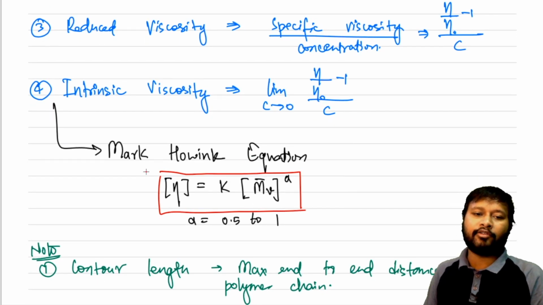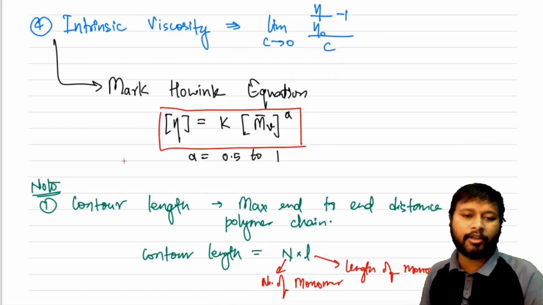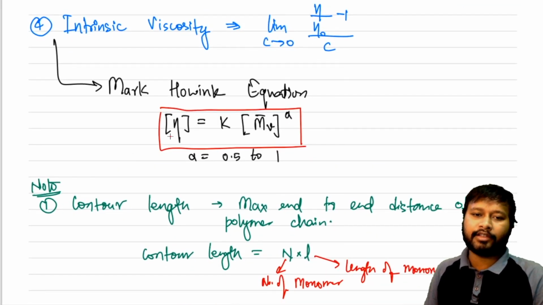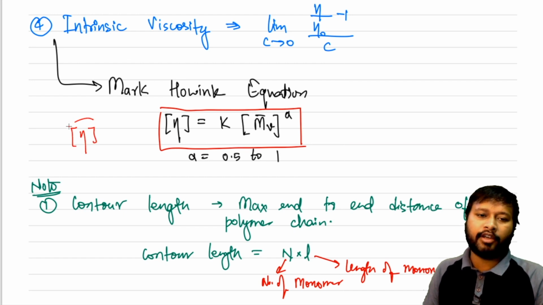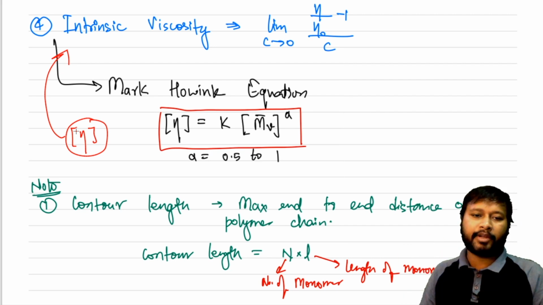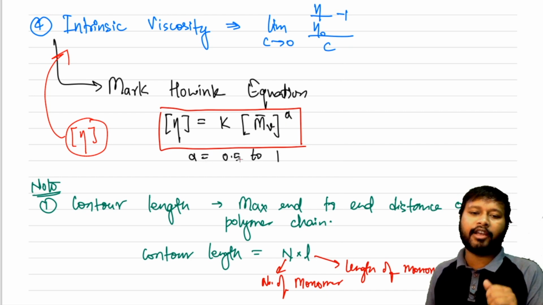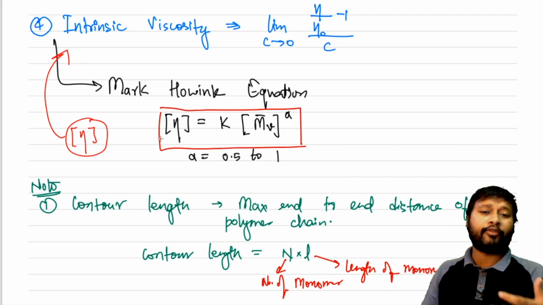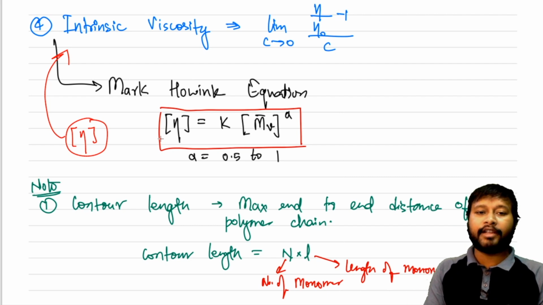Intrinsic viscosity is calculated using a specific equation called the Mark-Houwink equation, which is written as eta, where this eta in the bracket denotes the intrinsic viscosity, equals K times Mv to the power a. K is a constant, Mv is the viscosity average molecular mass, and a is a constant which can have a value from 0.5 to 1, depending upon the polymer. This is a very important equation, the Mark-Houwink equation. You should know it and be aware of how and for what it is used. It is used to calculate the intrinsic viscosity of the system.